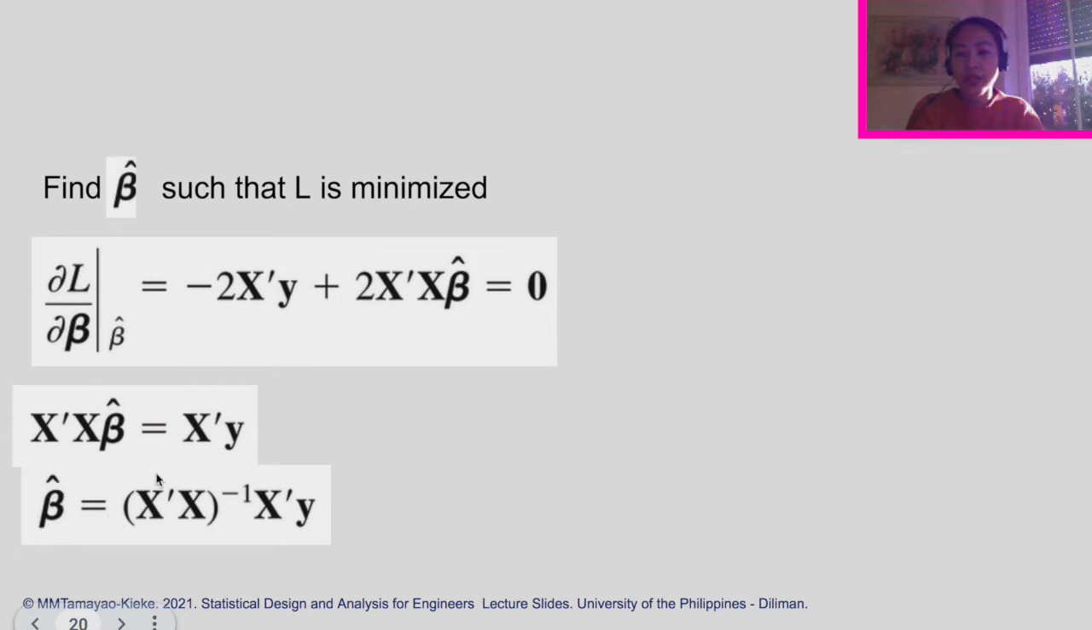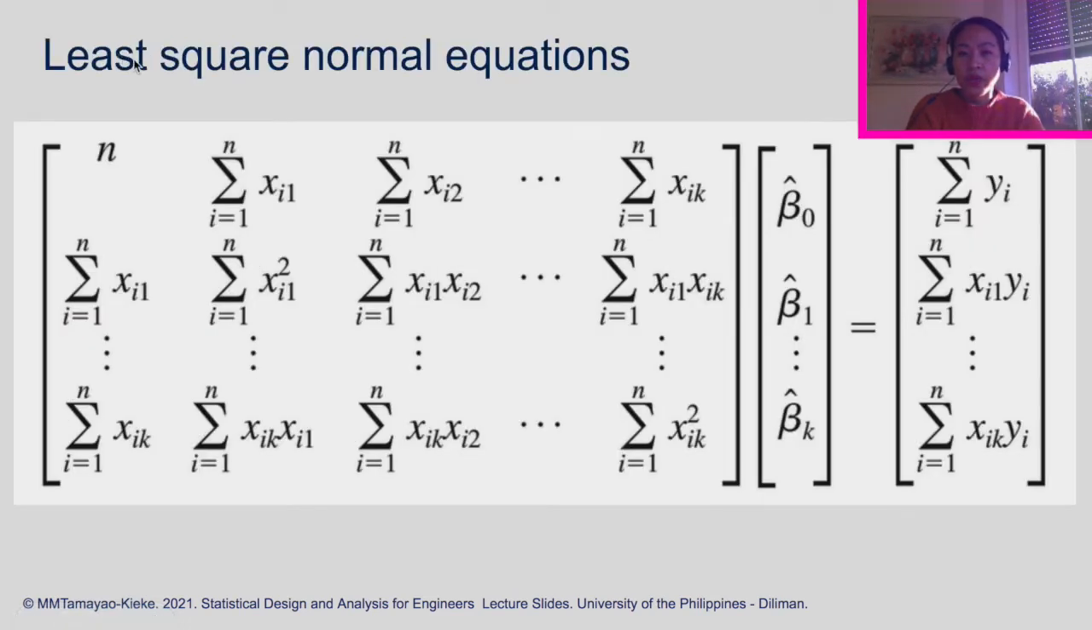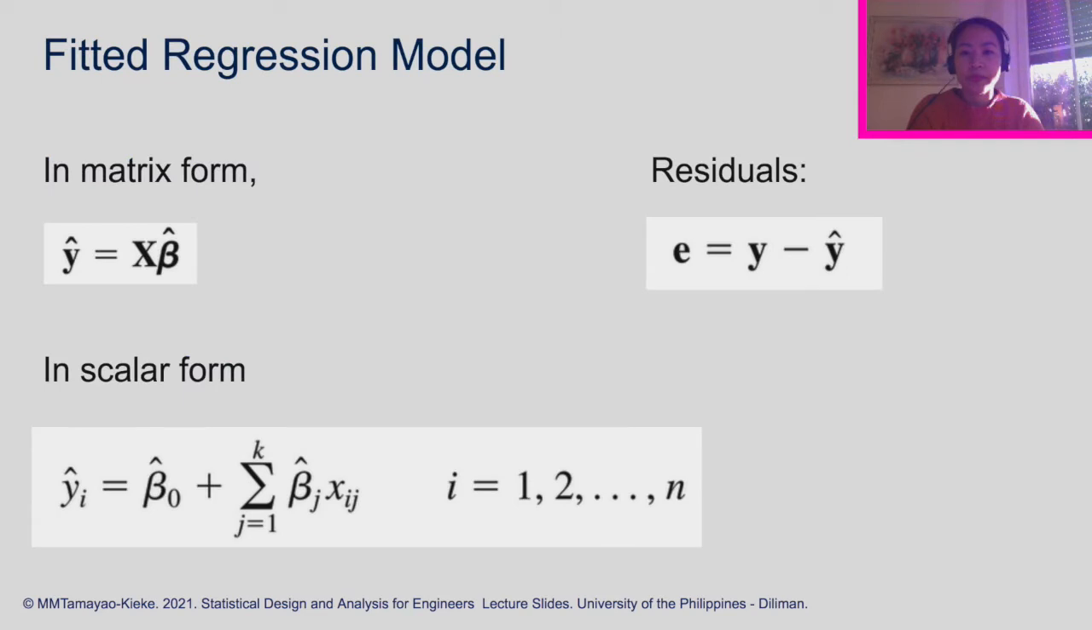Therefore, beta hat is equal to the inverse of X'X times X'y. You multiply the inverse of X'X on this side, and you get this expression here. This is actually your least squares normal equations as well. And as you will notice, if you perform the operations here, you will still get the same equations as we got through the scalar form that we did a few slides back.